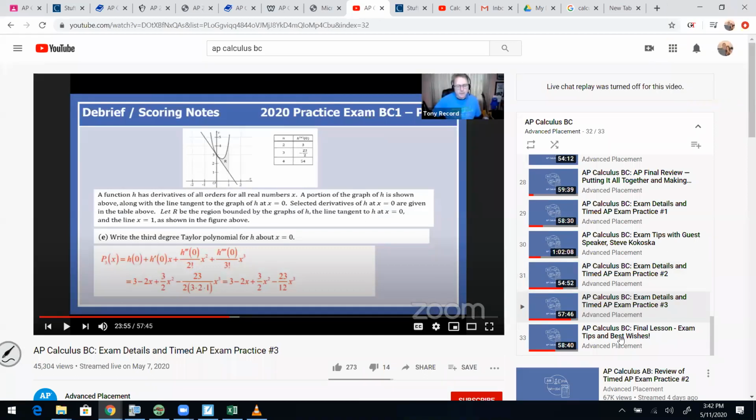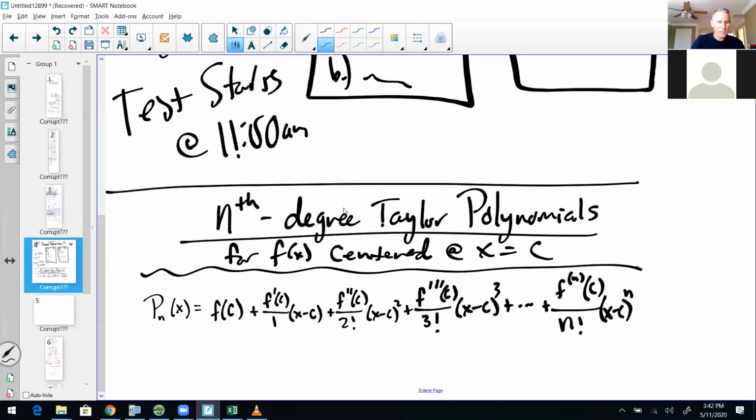And they have that, so it's not enough that you know the formula for the Taylor polynomial or nth degree Taylor polynomial, but it's also applying it however it looks, right? So anyway, that's what I would say is important.